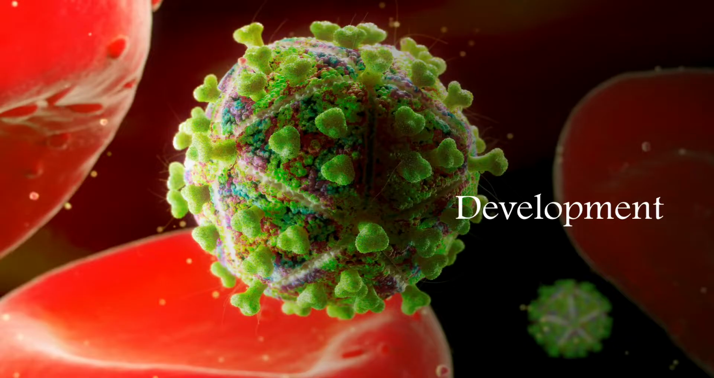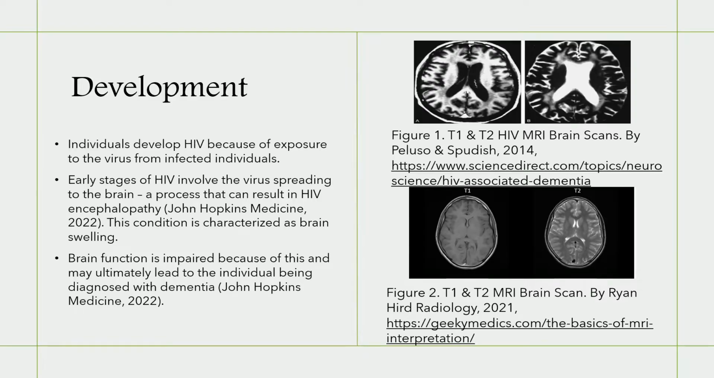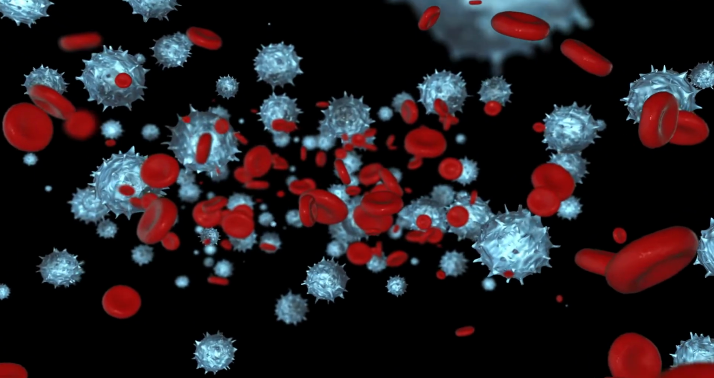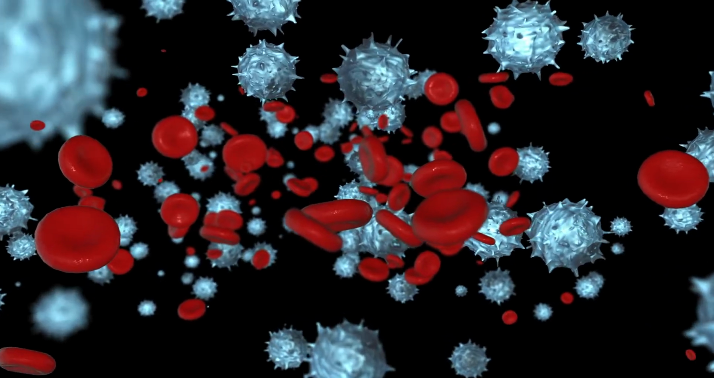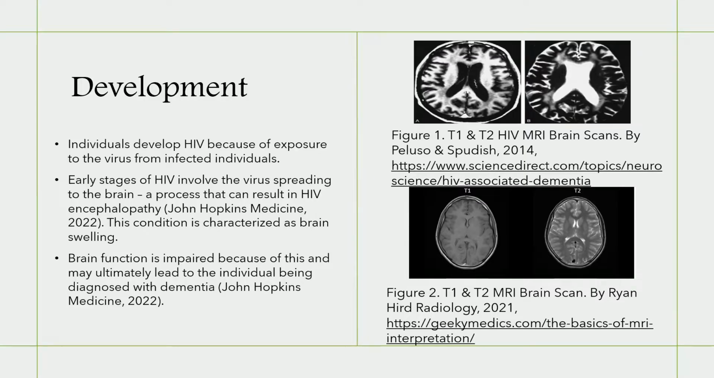Now for development. One is affected by the virus when they interact with someone who already has it. Even since its earliest stages, it travels to the brain. Infecting the region promotes inflammation and gradual cognitive impairment. The picture depicted on the top of the slide shows an MRI scan of an infected individual. This contrasts the MRI scan in the bottom, which is of a healthy brain.